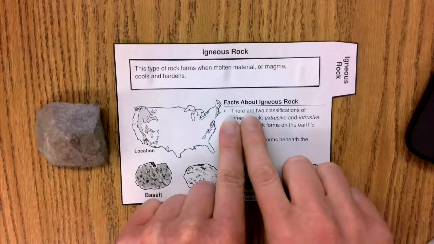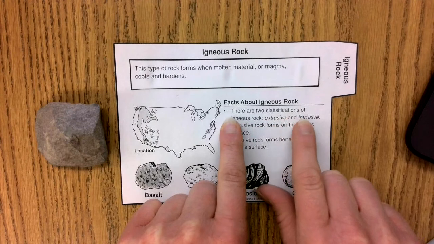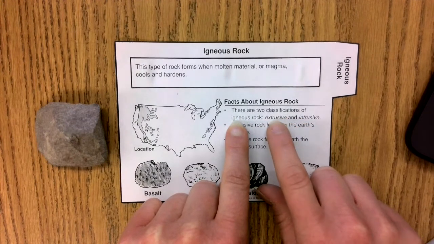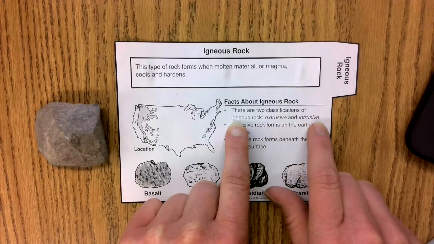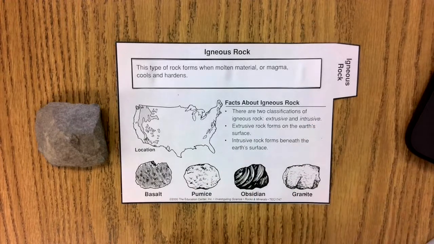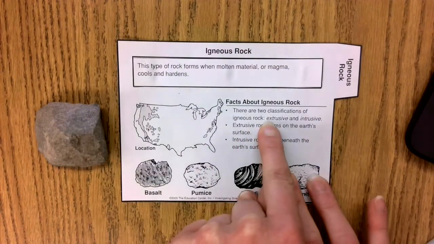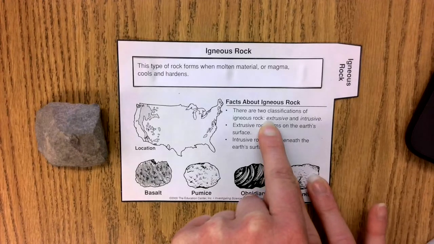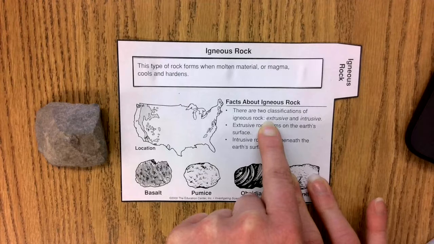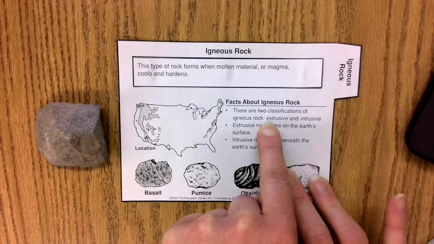Now it says here there are two classifications of igneous rock. Extrusive and intrusive. Whoa, those sound like really big words. Well, think X means on the outside when we have X. Some insects have an exoskeleton, actually all insects do, which is like a shell on the outside of them. They don't have bones. So X means on the outside.